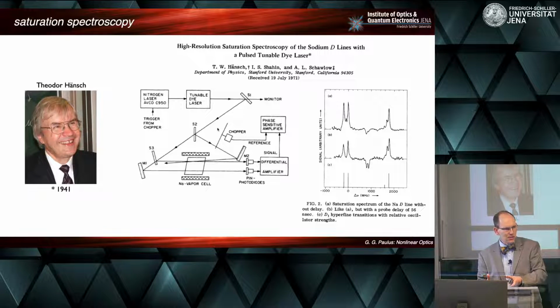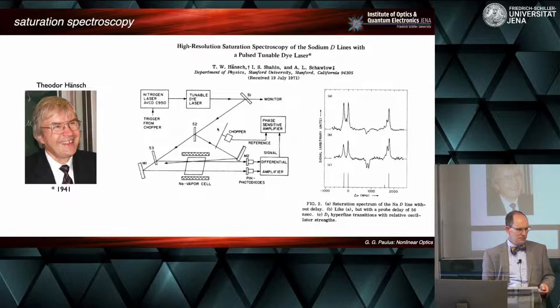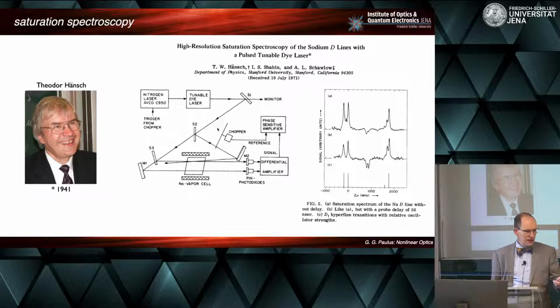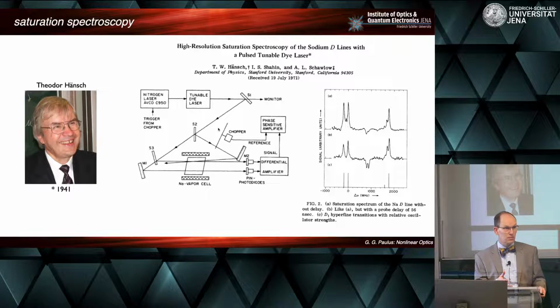But now, how to get to the natural line width? How to make high-resolution spectroscopy? Well, the trick is the following. You split your tunable laser into two, into a stronger part, which is probably this one here, right? That bleaches the medium, and well, you probe it in the other direction, and now the following happens.